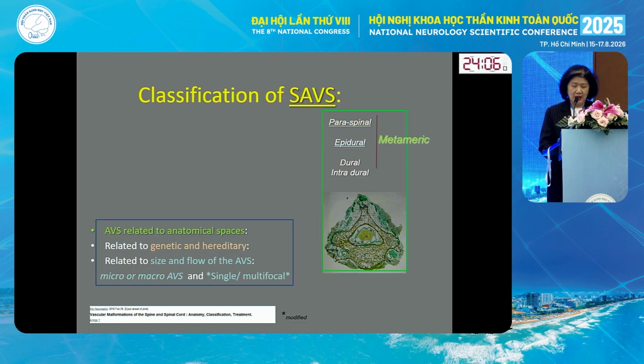I will go through the name and the clinical presentation of each group. By simple classification, I would like to introduce the anatomical spaces from paraspinal, epidural to dural and intradural location of arteriovenous shunt. If you have a lesion involving all the spaces, you call it metameric. Some of the arteriovenous shunts are related to genetic and hereditary causes. We can name them following the size and flow of the shunt, for example, micro or macro shunt, single or multiple.